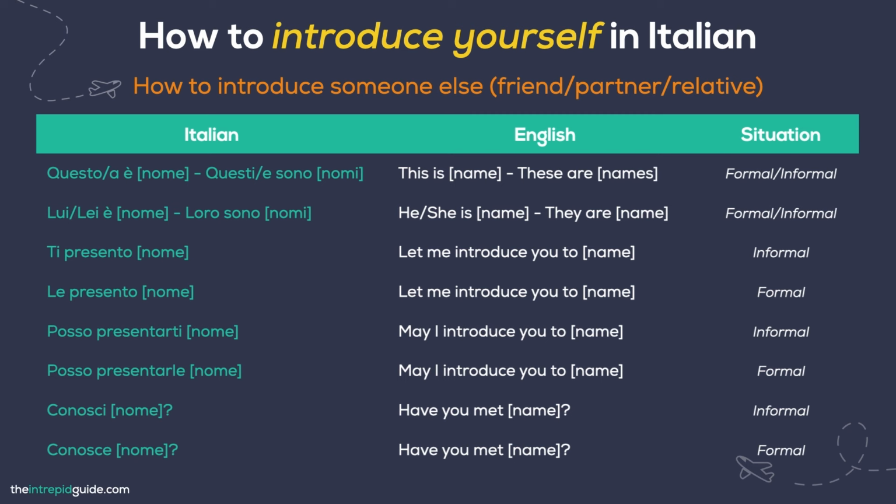Loro sono. They are. Ti presento. Let me introduce you to. Informal. Le presento. Let me introduce you to. Formal. Posso presentarti. May I introduce you to. Informal. Posso presentarle. May I introduce you to. Formal. Conosci. Have you met? Informal. Conosce. Have you met? Formal. Remember, adding a touch of personal detail or a descriptive element can make the introduction more engaging.